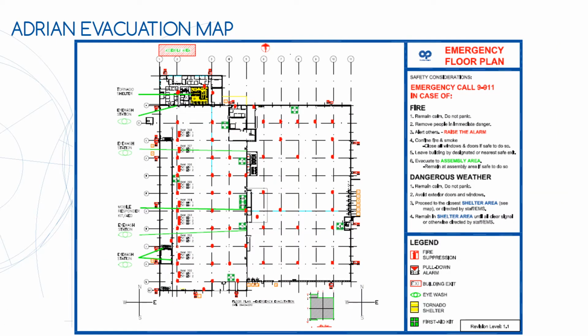Here is the Adrian evacuation map. If you look below, it shows where all of the fire suppression, pull-down alarms, building exits, eye washes, tornado shelters, and first aid kits are located.